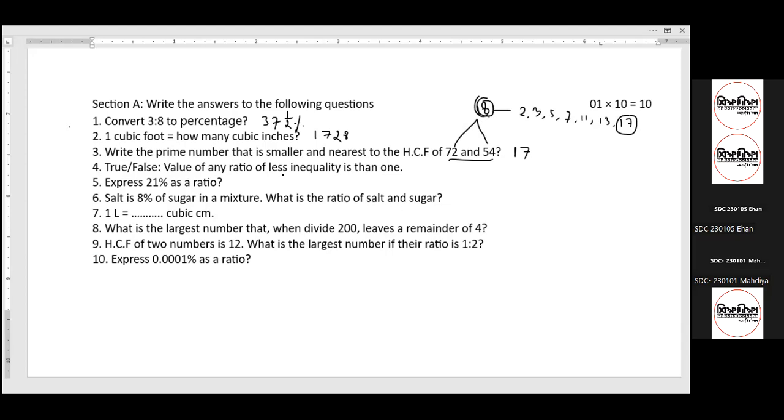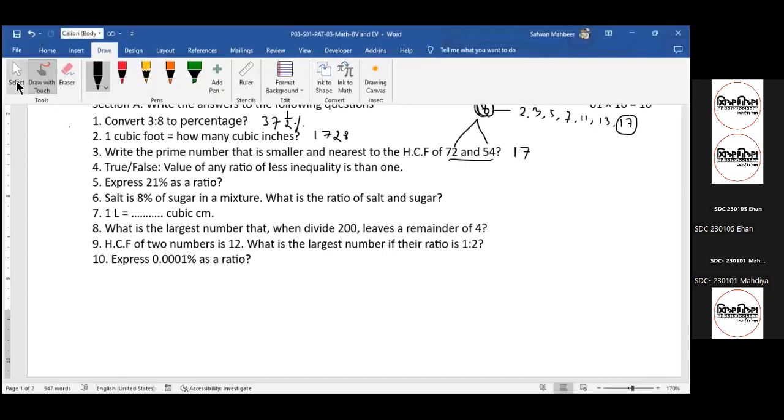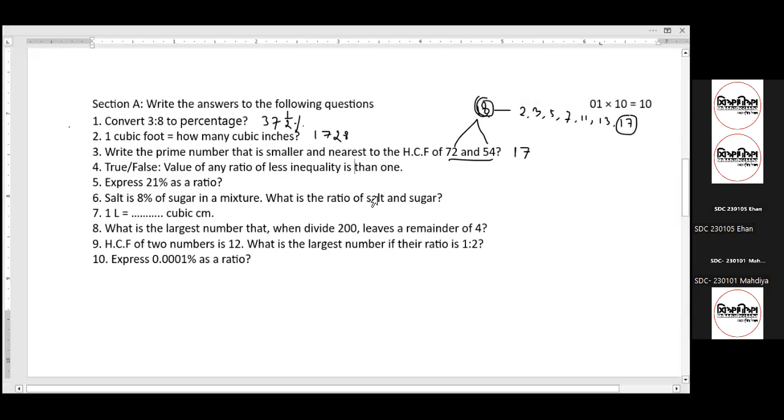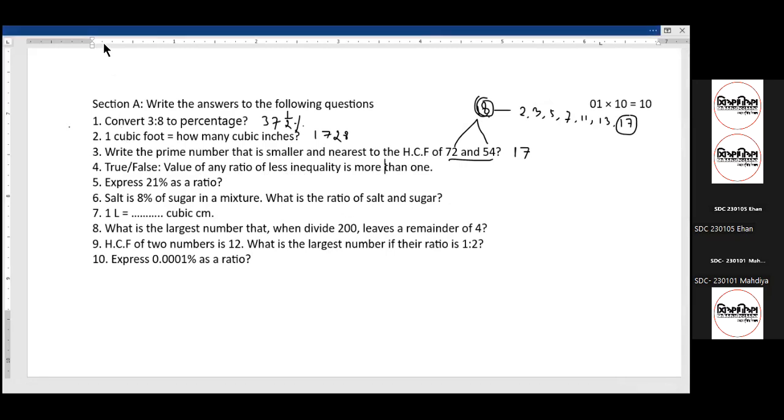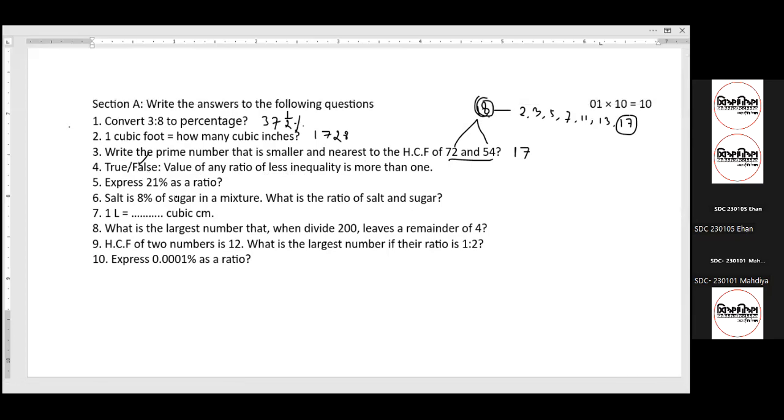Value of any ratio of less inequality, এখানে more than দিয়েছিলাম, is more than 1, and that is false, right? That is false. Express 20%, 1% as ratio, it is 21:100.